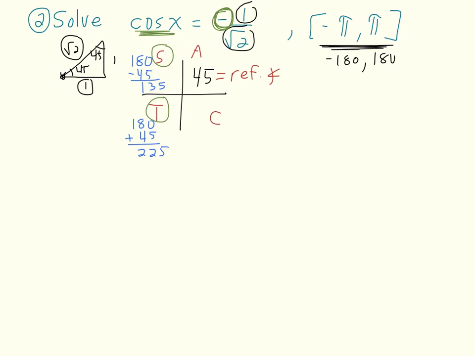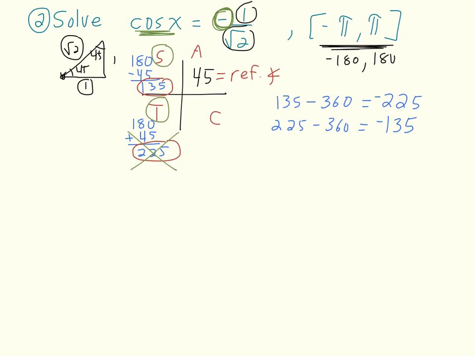However, don't forget, if we need to back it up a cycle here, we need to do 135 minus 360, and we also need to do this 225 minus 360. Okay, so we're looking at these answers so far. Now we know we're going to be rejecting this 225 because it's outside of our interval, but you still need to subtract 360 from it. So go ahead and do that. So we end up with negative 225 and negative 135. And again, when you subtract, just reverse the order to make it easier, and then just negate it.